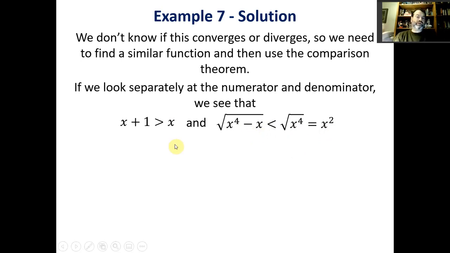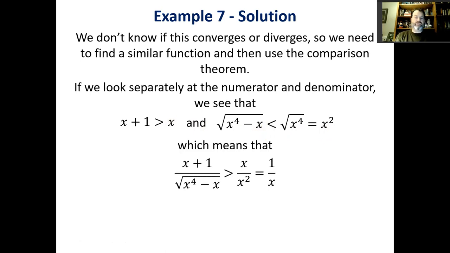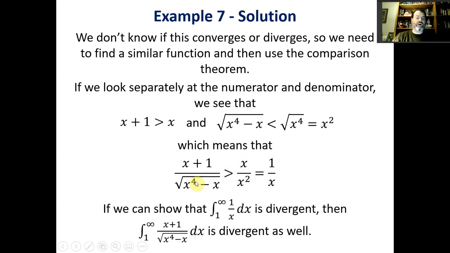So when the numerator is bigger and the denominator is smaller, then the entire fraction is bigger. So this entire fraction is bigger than x over x squared, and this right side equals 1 over x. So because this is bigger than 1 over x, if we can show 1 over x diverges, then this also diverges. That's what we're trying to do. And this is really how you have to do it. You have to match the pieces up and think about it and then show that something converges or diverges.